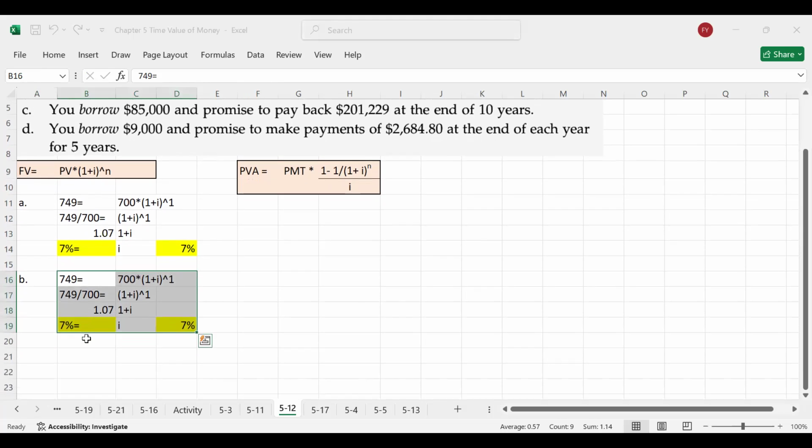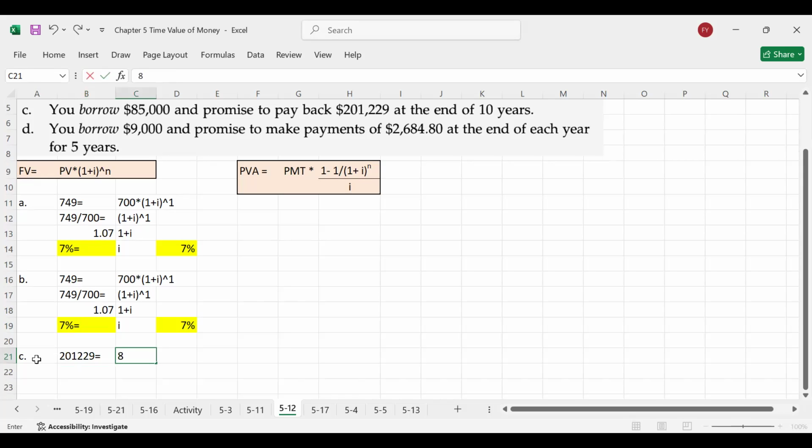So in part C, you borrow $85,000 and pay back $201,229. This is your future value, whereas 85,000 is your present value. Time period is 10 years. With the help of the same formula, we are going to calculate part C. In the future, we are expecting to have $201,229. On the other side, we have $85,000 multiplied by 1 plus I, the interest rate, which is not given, raised to the power n, which is 10 years.